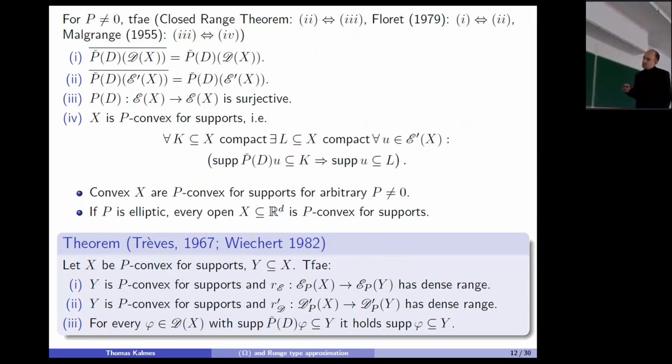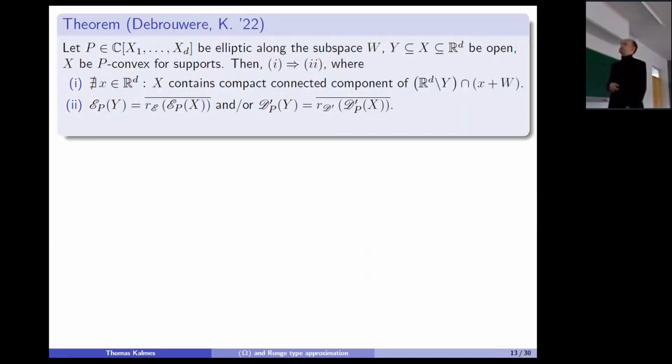Under the additional hypothesis that the small set is also p-convex for supports, this holds if and only if every test function phi on the large set for which the support of the transpose of P applied to phi is contained in Y already has its support in Y. Okay, so this third item is the one we will use in the proofs, which I won't show, but this is our device for proving these approximation theorems.